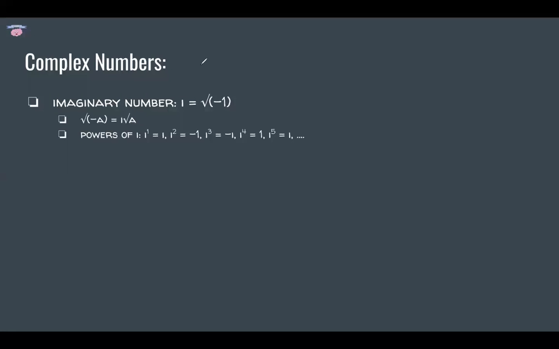The powers of i repeat in a pattern. So i to the power of 1 is equal to i. i squared is equal to -1, because the square root of -1 squared is just equal to -1. Now i cubed, how would you do that? Well, we know i cubed is equal to i squared times i to the power of 1. By the rules of exponents, you add these up to get i cubed. i squared is -1, i to the power of 1 is i, so you get -i.